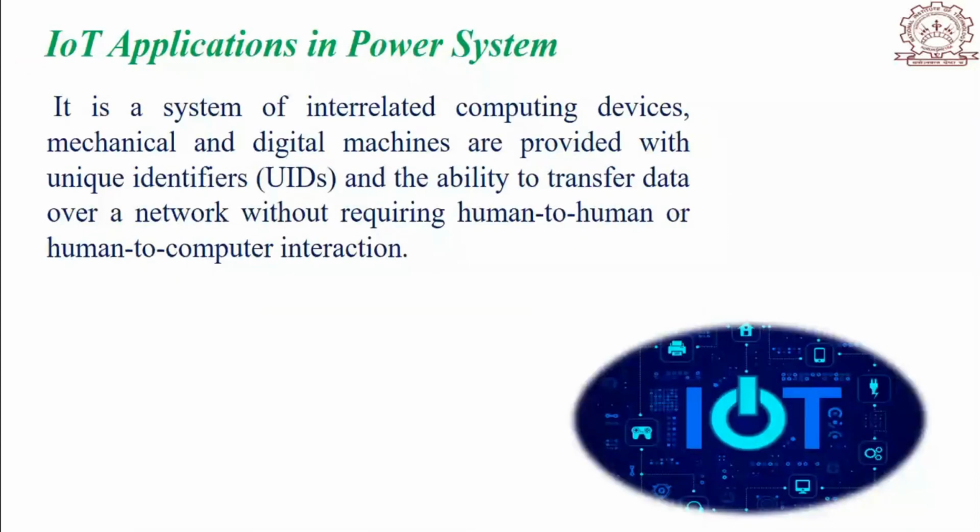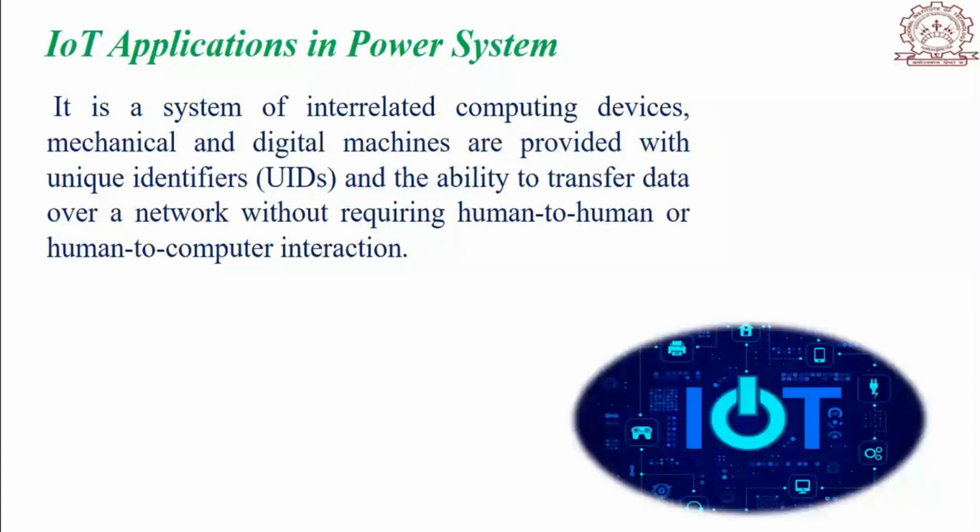Next, IoT applications are also there in the power system. It is a system of interrelated computing devices, mechanical and electrical machines and digital machines provided with unique identifiers and the ability to transfer data over a network without requiring human to human or human to computer interactions.